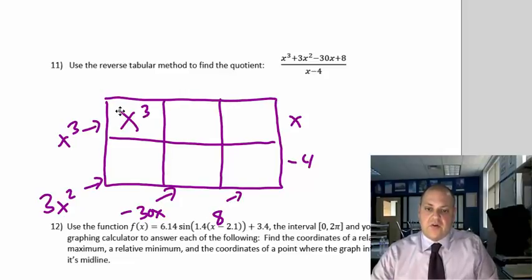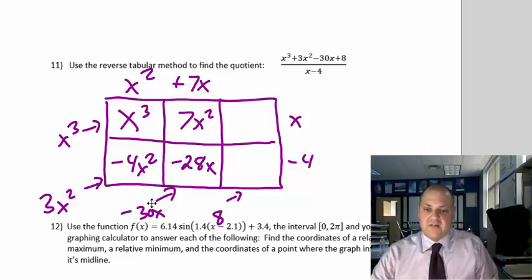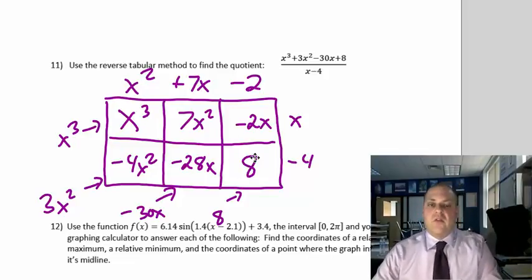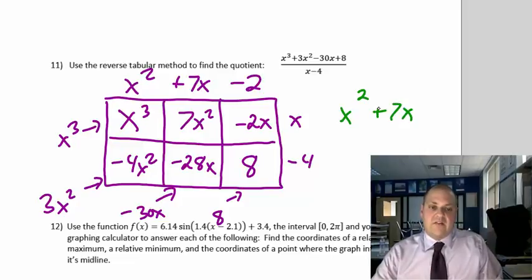Alright, so I got x to the third goes there. This is x squared. This is minus 4x squared. This diagonal's got to add up to 3, so this has got to be 7x squared. So that's got to be 7x. Negative 28x. Negative 2x. Negative 2. And 8. Alright, slow that down. Review it again if you need to. Your final answer is going to be x squared plus 7x minus 2.